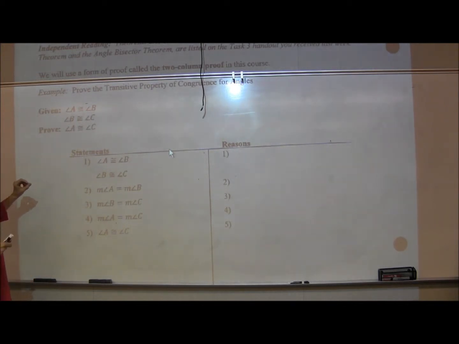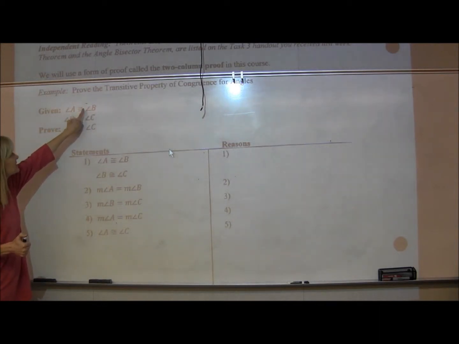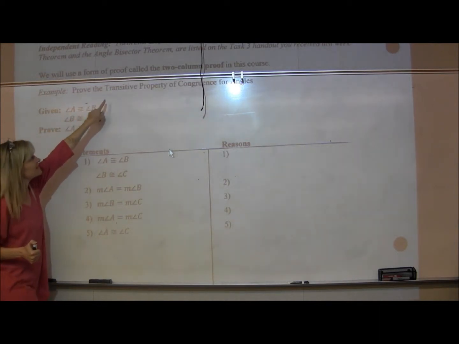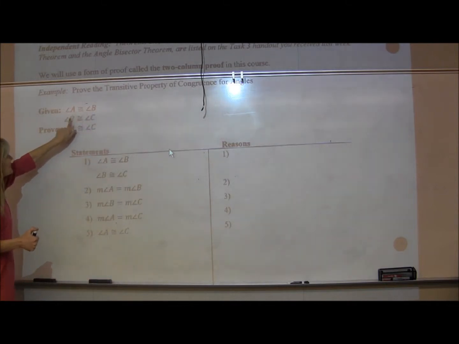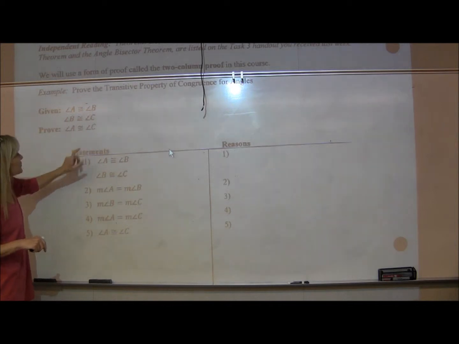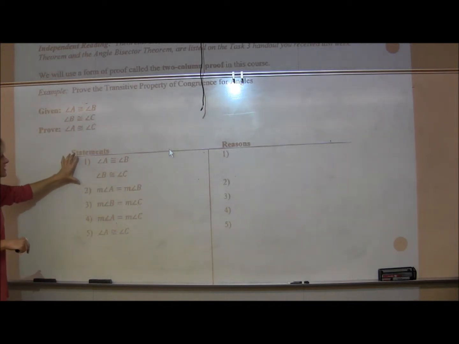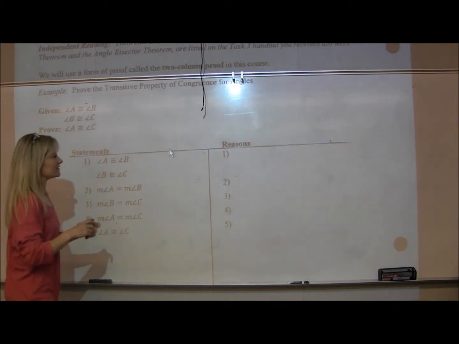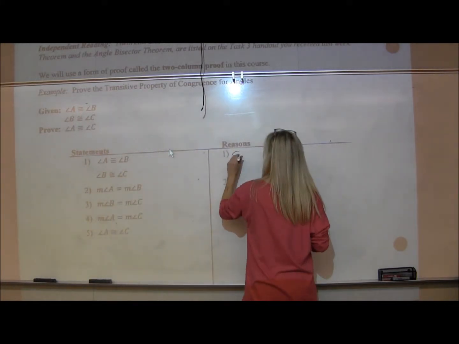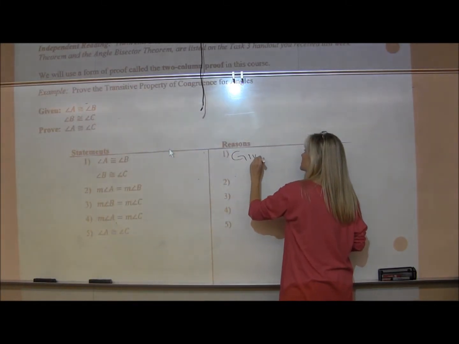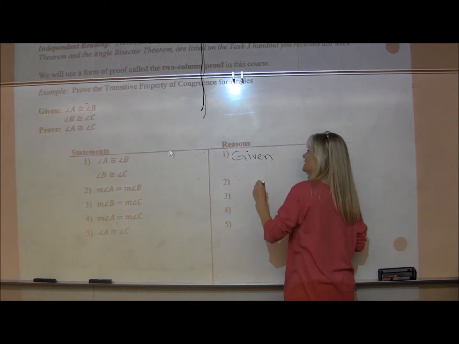The good news is, here's what we're given, here's what we're trying to prove. We're given that angle A is congruent to angle B. This is going to be the transitive property, and that's on your list. We're proving it now. Angle B is congruent to angle C. We're going to prove, given those two things, that angle A is congruent to angle C. So the nice thing is that these two are given. Generally your first reason is always going to be a gimme, an easy one.